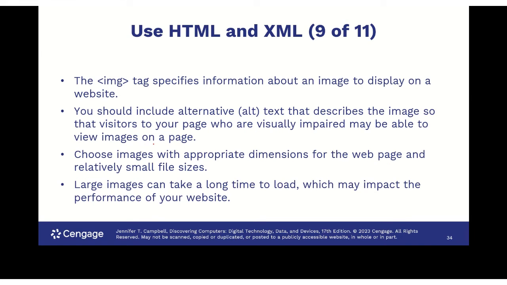The image tag specifies the information about an image to display on a website. You should include alternative text that describes the image so that visitors to your page who are visually impaired, that's what we talked about, this is an accessibility requirement, may be able to view the images on a page. Choose images with appropriate dimensions for the web page and relatively small file sizes. Large images can take a long time to load, which may impact the performance of your website.